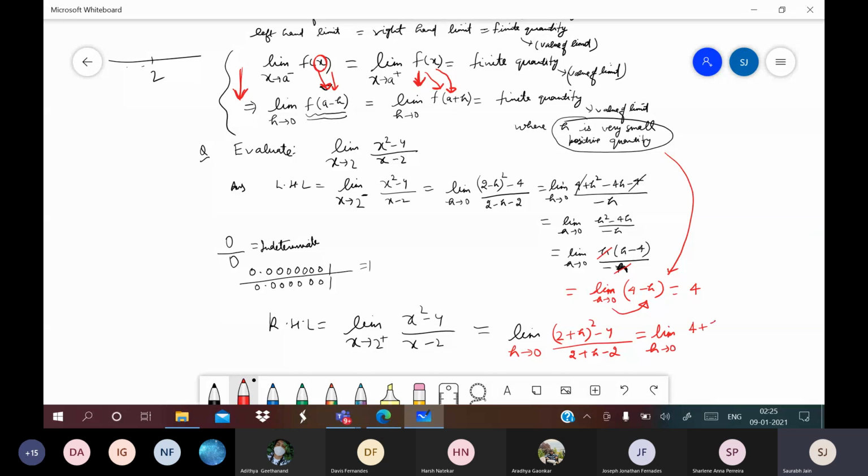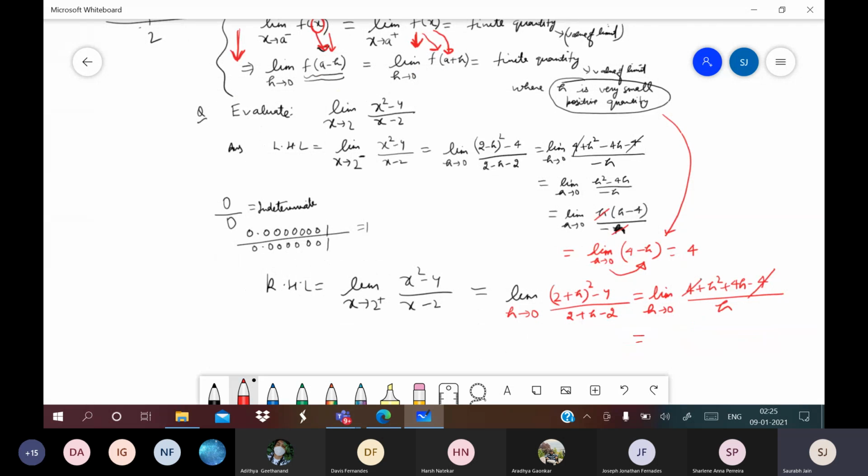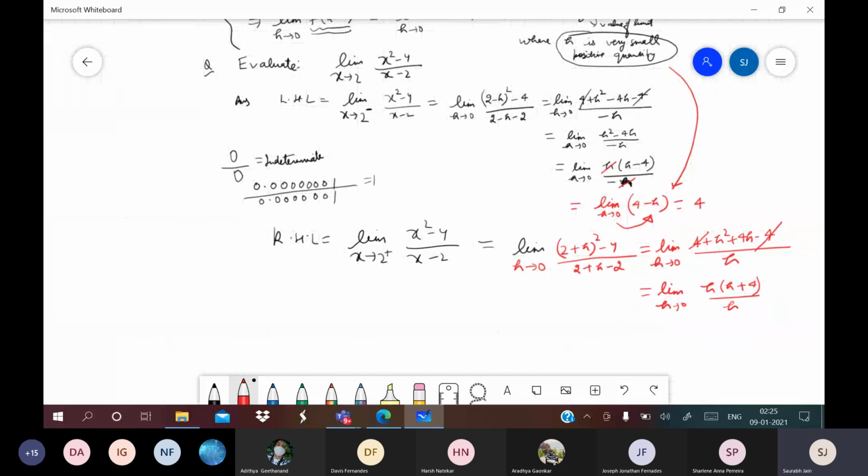So this is 4 plus h square plus 4h minus 4 upon h. This gets cancelled. Just like the previous part, you will take h common and cancel it. Now h plus 4 will remain, or 4 plus h, it is one and the same thing. And now you can say that the answer of the limit is 4. Why? Because when h is tending to 0, it will be 4 plus a very small number, as small as you can think. So the value will be 4.0000 and so on to somewhere 1.